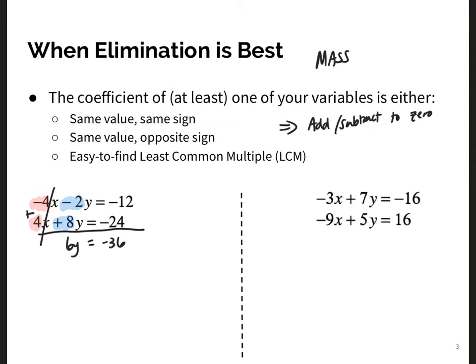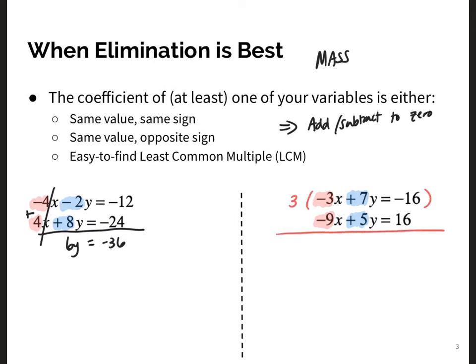If I look at my second example, I'm going to once again analyze my coefficients. If I analyze my coefficients for my x, I have -3 and -9. And then if I analyze my coefficients for my y's, I have +7 and +5, right? And so if I look at my coefficients for my x, I see that there's a really easy least common multiple there, right? I can just multiply this entire top equation by 3 in order to change this coefficient for x to be the same value, same sign, right? So let me actually do that. I'm going to multiply this entire top equation by +3.